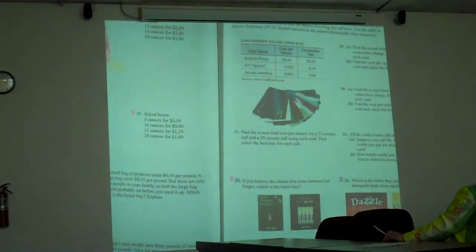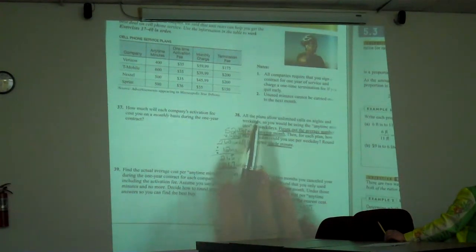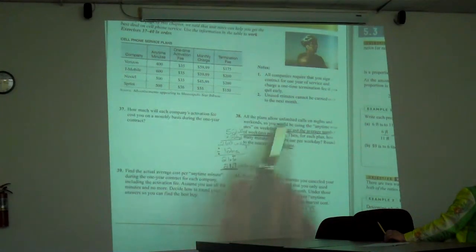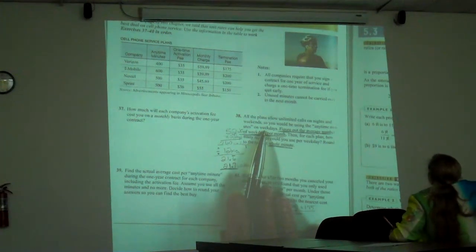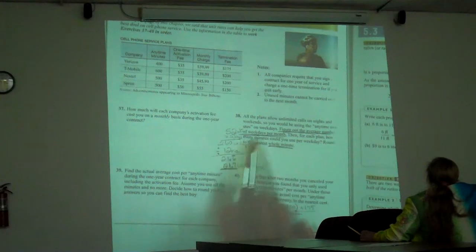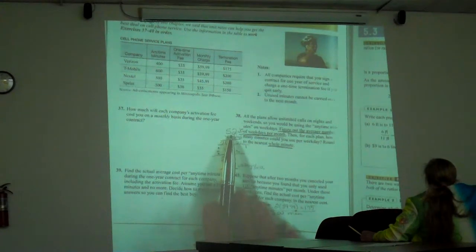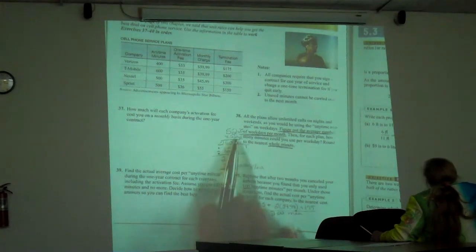Okay, there's some other ones I have marked here. On number 38, all these plans, the Verizon, T-Mobile, all of them, allow unlimited calls on nights and weekends. So you would be using the anytime minutes on weekdays. That's what most plans do. Figure out the average number of weekdays per month. There are 52 weeks in a year times 5 weekdays, not 7, right? It's the weekdays, not the weekends.